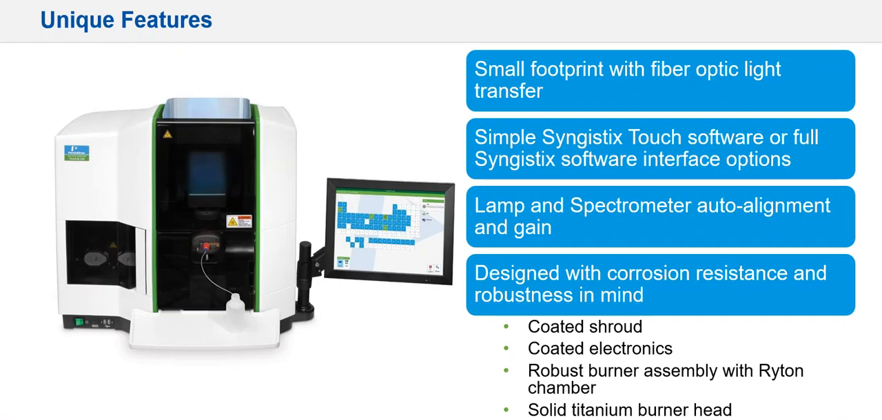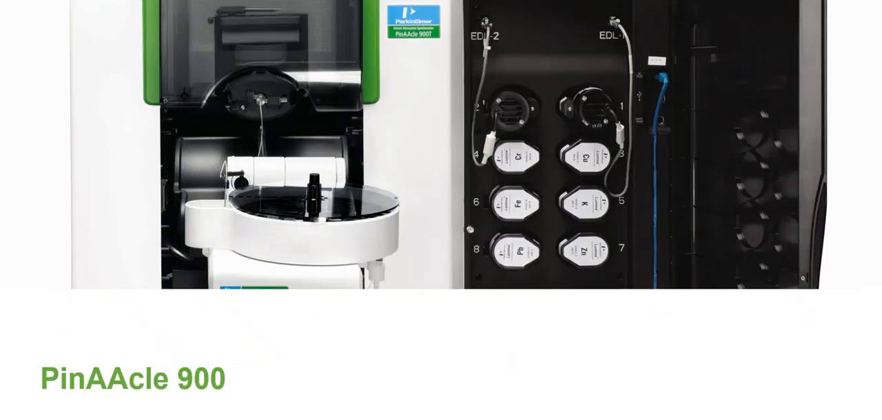All the systems have lamp and spectrometer auto alignment and gain, so there's no fiddling with lamps or adjustments needed. You just pop the lamp in and the system's ready to go. The system is designed with corrosion resistance and robustness, since a lot of the labs using AA are quite rugged or acidic environments.